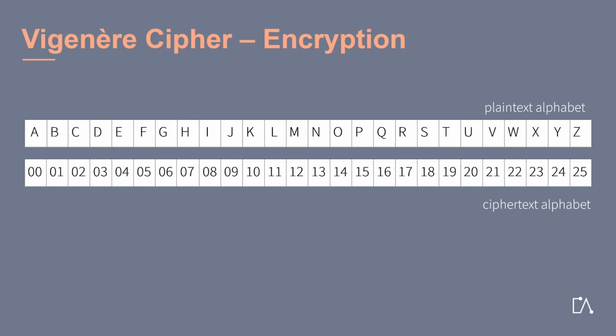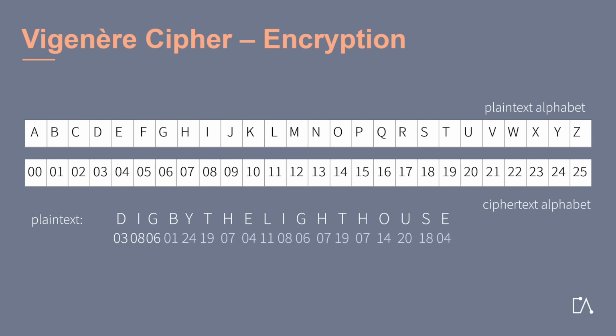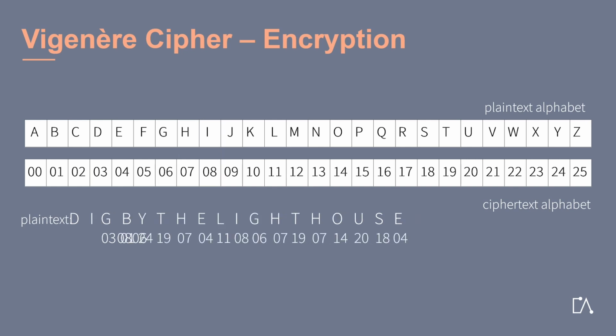This time, we want to send the message that there might be a treasure hidden by the lighthouse. We already write this message down without any spaces. Now, we convert this message into numbers by writing down the respective number from the second line. This means that for D, we write down 3. And also for I, we get an 8, as well as for G a 6. By the same method, we get the remaining numbers.